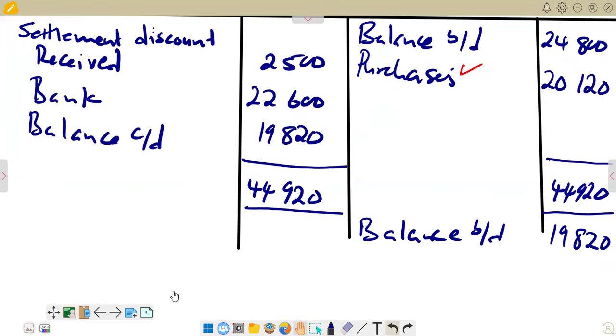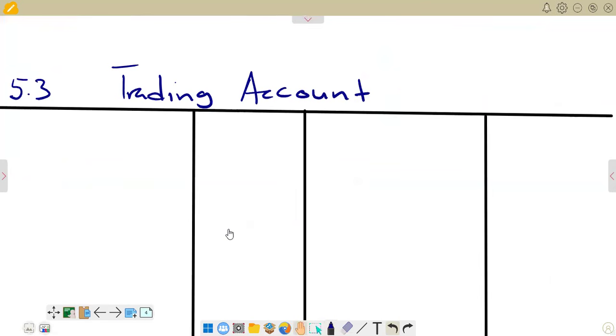Our next account now is the trading account. So we can come here. On the trading account, remember on the debit side, we are going to put our opening inventory. We are also going to put the purchases figure, import duties, and anything that is going to increase the purchases, such as carriage on purchases, also on the debit side. Then on the credit side, we're going to put our sales, and then we also have closing inventory on the credit side.